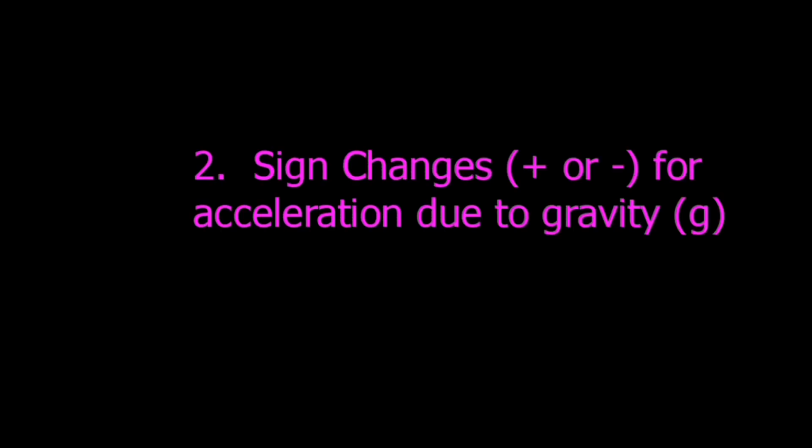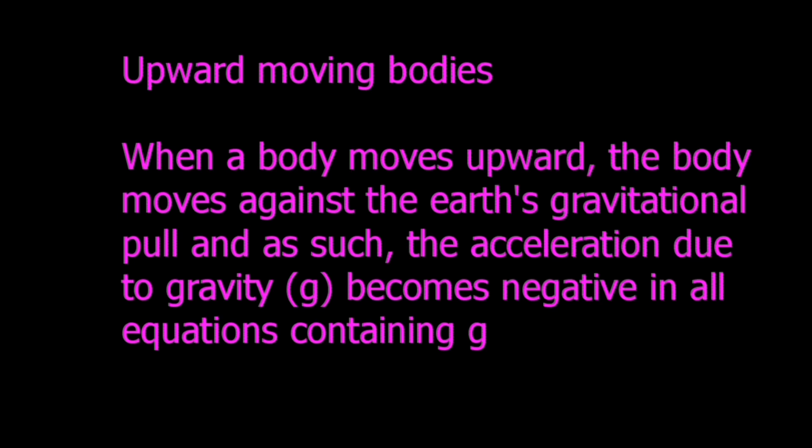The second adjustment made to the equations of motion for motion under gravity is the sign change, and this has to do with whether the body is moving upward or falling from a height. The first case we shall consider for sign change is the upward moving bodies. When a body moves upward, the body moves against the Earth's gravitational pull, and as such, the acceleration due to gravity g becomes negative in all the equations of motion containing g.